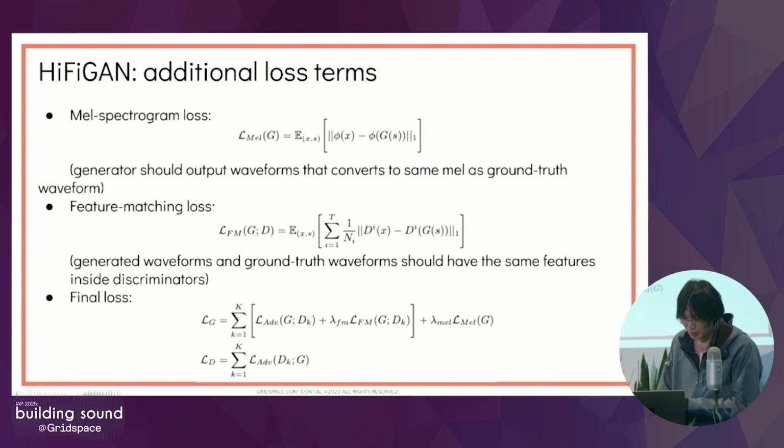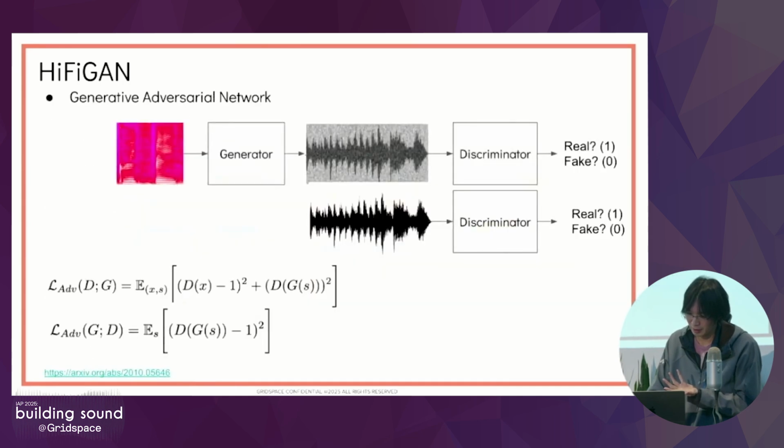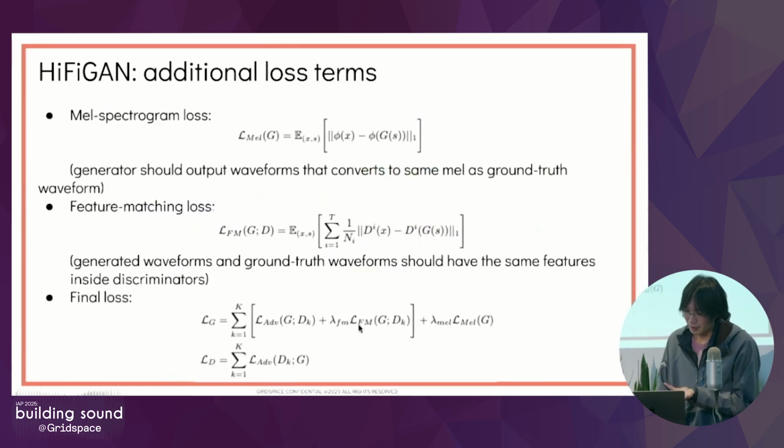So the final loss would be a combination of the adversarial loss, which was presented in the first slide, the MEL spectrogram loss here, and the feature matching loss here. So with some patience, you would get it to work. In practice, most of the magnitude of the loss comes from the MEL spectrogram loss.